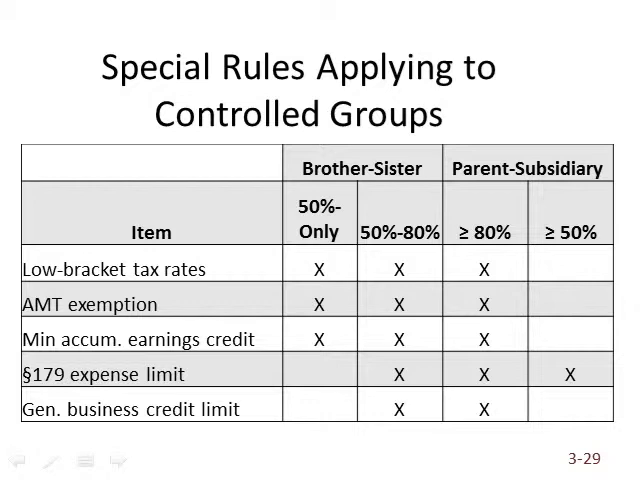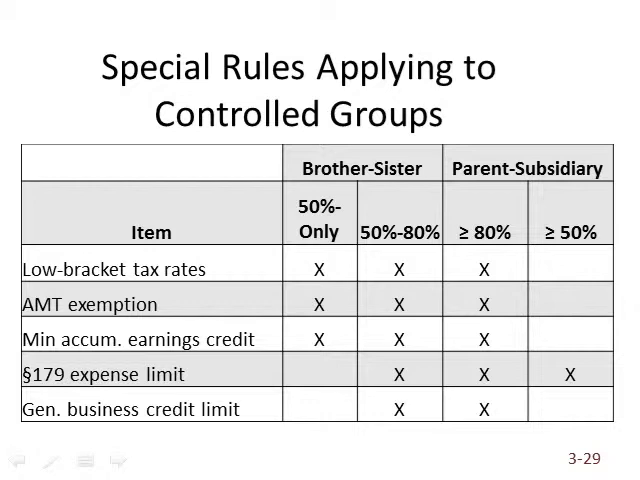And so once we have made the determination of whether a controlled group exists or not, there are certain items that must be apportioned if they are a controlled group. So low bracket tax rates, for example. Members are limited to a total of $50,000 taxed at 15%, $25,000 taxed at 25%, and $9.9 million or so taxed at 34%. And that's for any brother-sister or parent-subsidiary corporation, right?